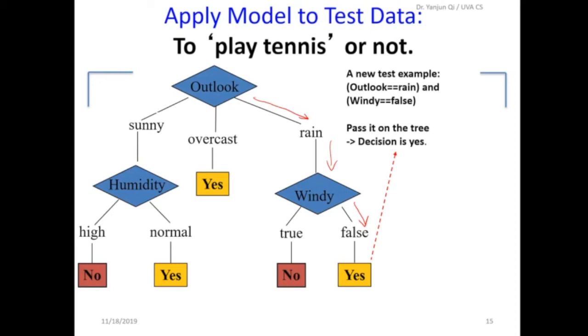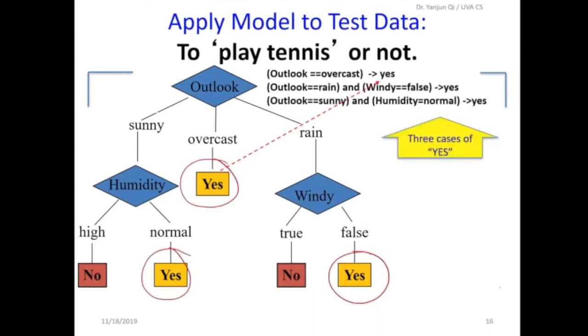It's really simple, and it also gives you the path that you take, the decision steps that you take to arrive at the decision. All right, no question about this? Okay. If you have another sample with outlook equals overcast, it gives you just one step and gives you the yes.